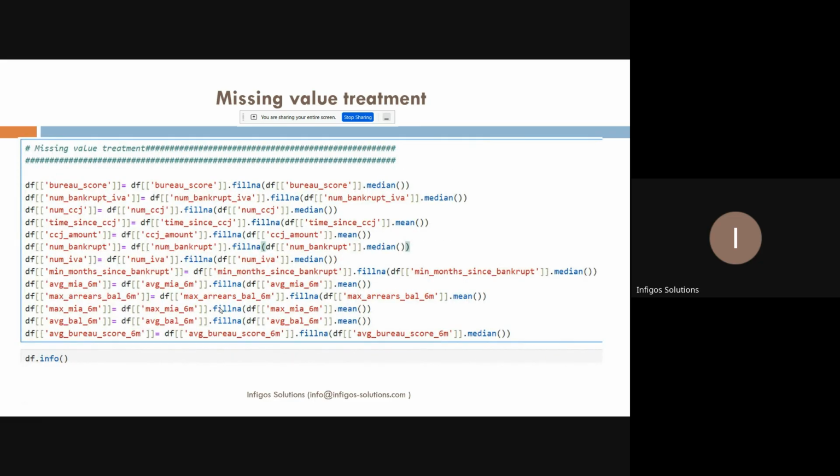This is the code which I wrote for missing value treatment. Shall I jump into the code now and show some code to you, or do more?